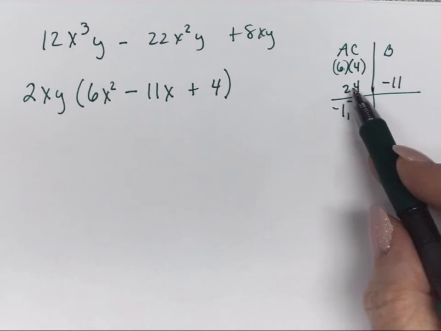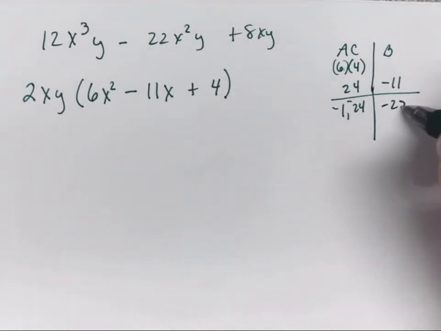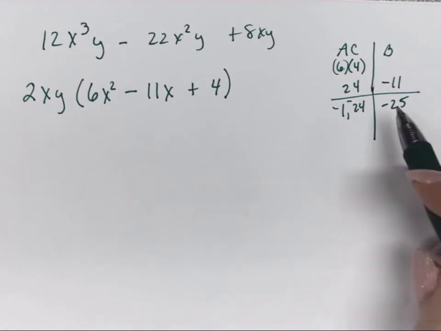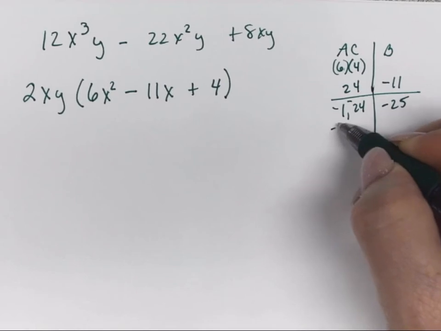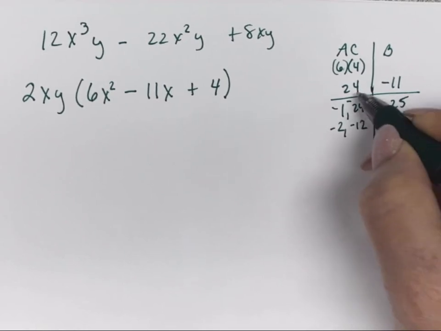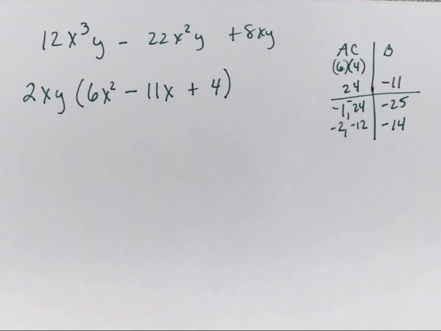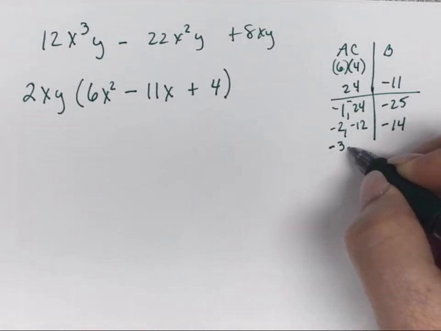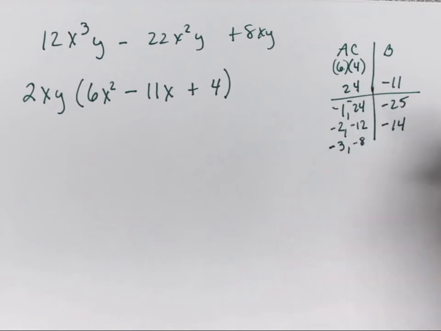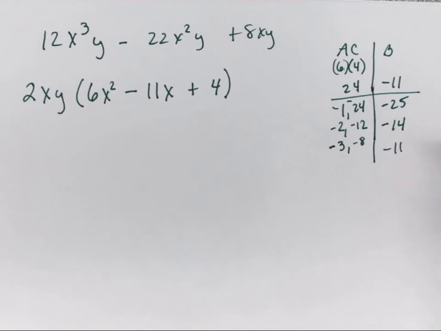So that I get a positive multiplication and a negative answer. And I get negative 25 over here. Not the right number, but it is the right sign. So negative 2 times negative 12 gets me positive 24. I get negative 14 when I add them. Negative 3 times negative 8, I get positive 24. And when I add them, I get negative 11. That's the number I'm looking for.